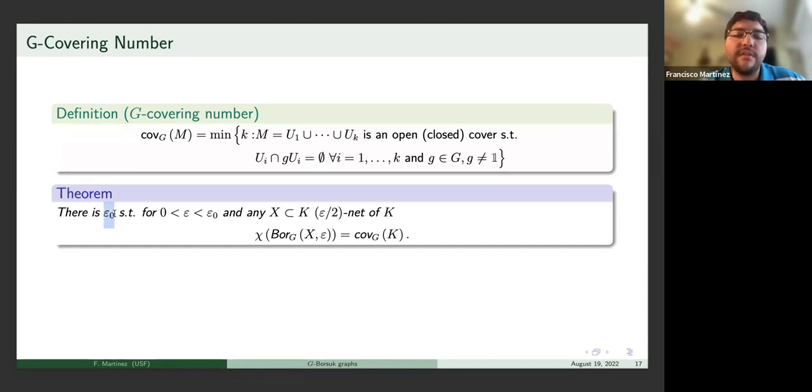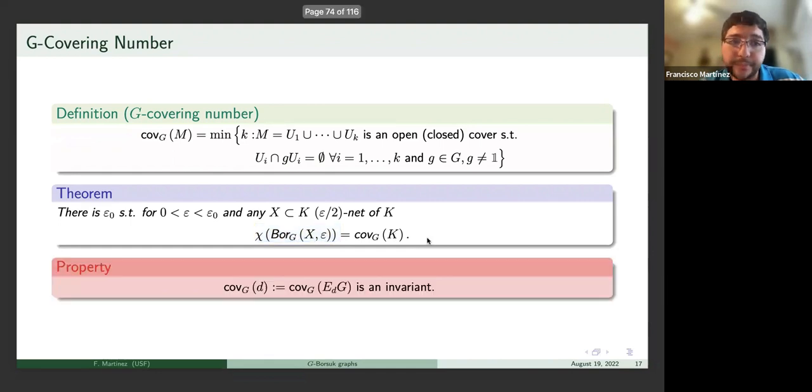If epsilon is small enough, and we take a subset of the simplicial complex that is a net that is sufficiently dense on that space, then the chromatic number of the corresponding G-Borsuk graph is equal to this G covering number. This is a pretty easy theorem, but this is the duality that we use to prove bounds on this number, because what we care about is bounding the chromatic number, and we will use this duality to bound that.